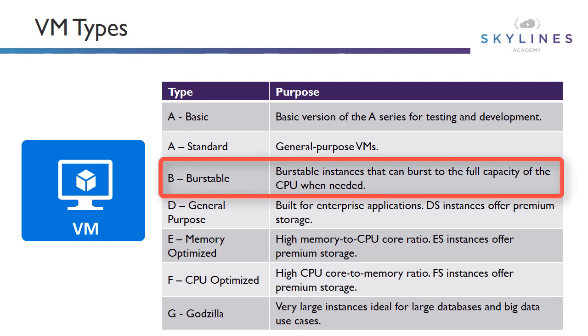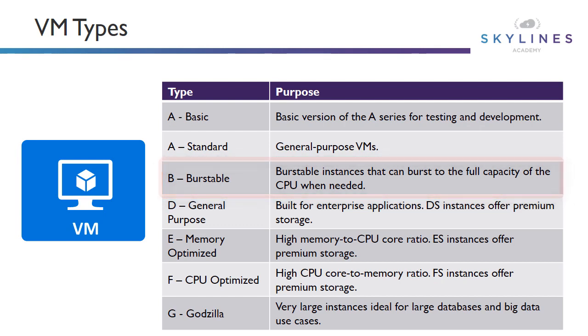These instances can burst to the full capacity of the CPU when needed, but you get a discount because you're not using the machine a lot of the time. It's storing CPU credits, and then when it has to consume CPU, it can use those credits and use the full capacity of the CPU. Now, if you're going to use the CPU continuously, it's obviously not going to make sense because you're not going to store any credits and you're going to get worse performance, but it's a very cost-effective option, and I highly encourage people to use them during some of the labs and things as well.